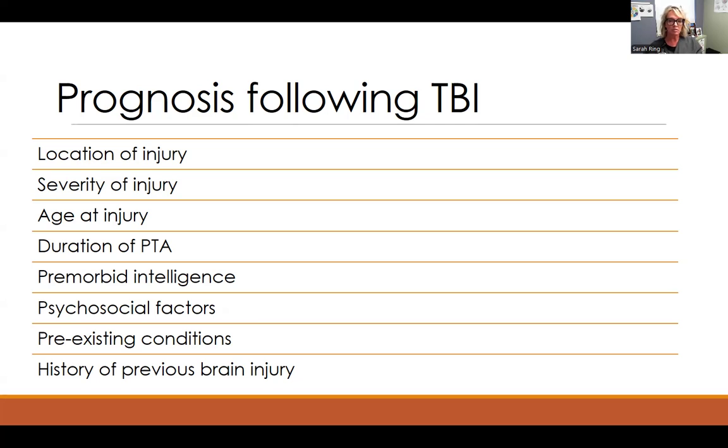And finally, does an individual have a history of a previous brain injury? As we consider the role of repetitive injuries and how individuals are 3 to 7 times more likely to sustain a second and third injury after an initial injury. So that prognosis is certainly influenced by repetitive injuries to the brain.